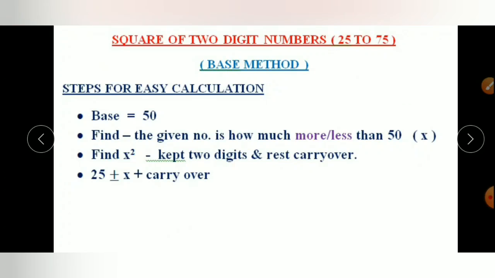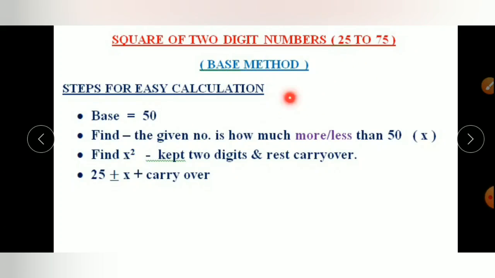In this base method, we have to choose a base which is suitable for finding the squares. For 25 to 75, we should choose 50 as the base because 50 is in between 25 and 75. One more thing, to accomplish this method, we should know the squares of 1 to 25. First step is to choose the base.